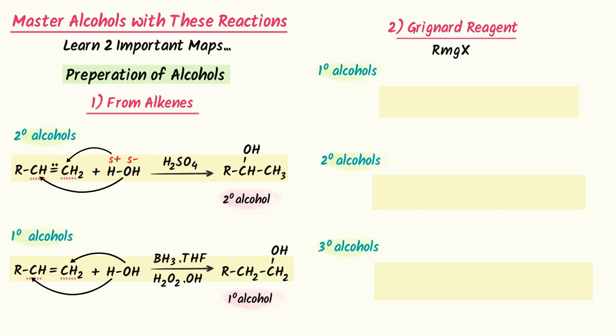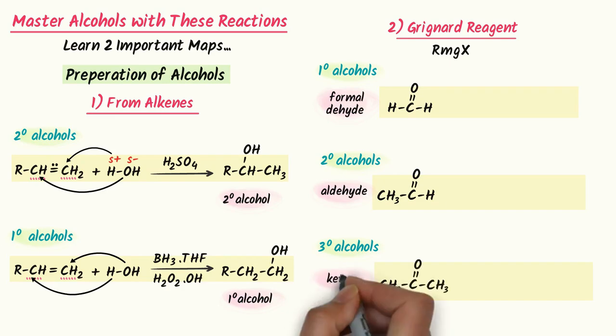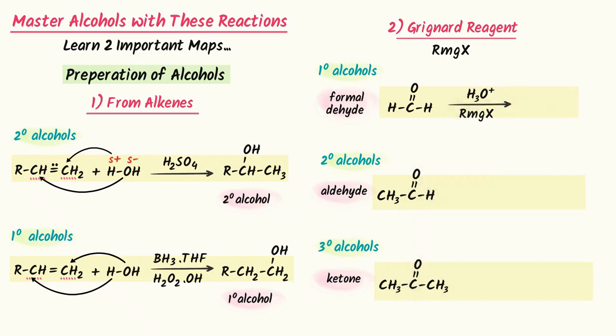For example, we prepare 1 degree alcohol from formaldehyde, we prepare 2 degree alcohol from any aldehyde, and we prepare 3 degree alcohol from any ketone. Now consider formaldehyde. We add Grignard reagent and hydronium ion to it. Here, RMgX provides alkyl R to this carbon having double bond, while hydronium ion provides hydrogen to this oxygen.